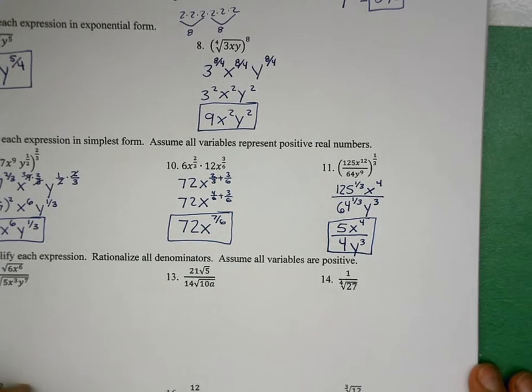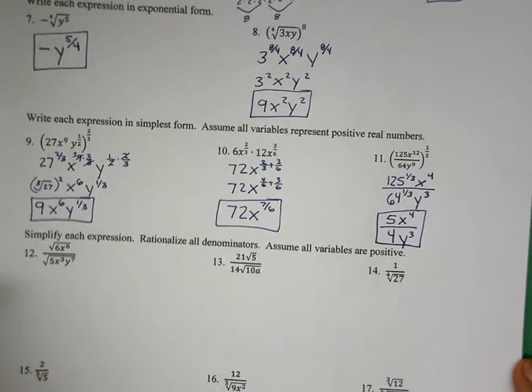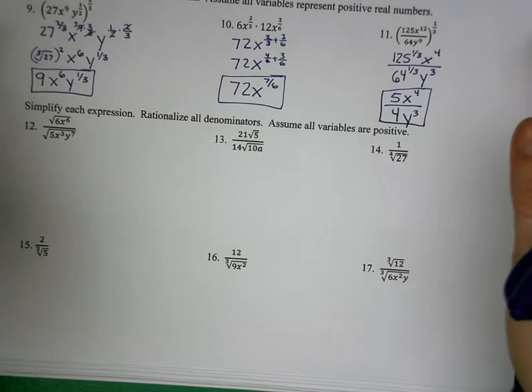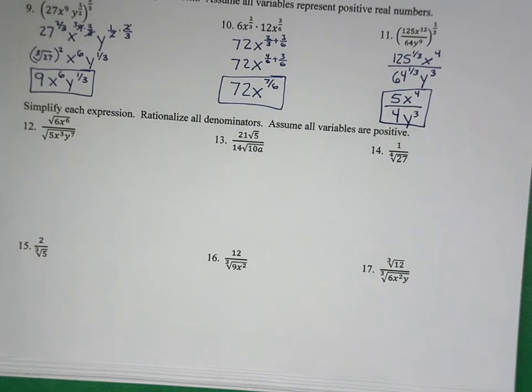Okay, last set. Rationalizing our denominators, reviewing that. So we're going to simplify each expression, and then we're going to rationalize our denominators. We are going to assume that all of our variables are positive, just like we did in the prior ones, which means we don't have to worry about the absolute value bars. We're assuming they're positive already.